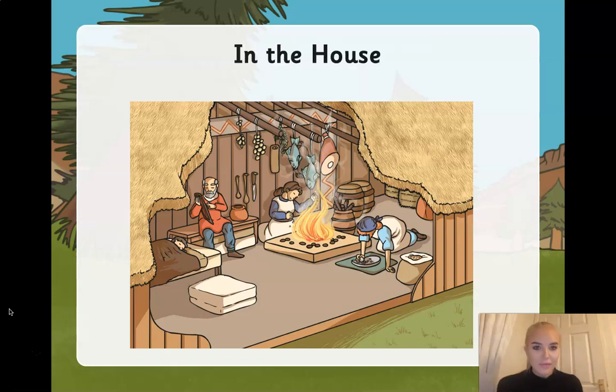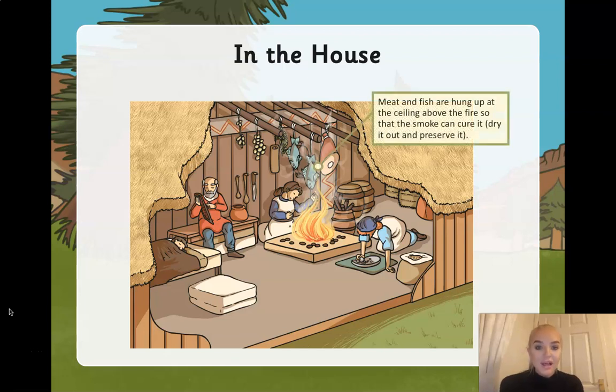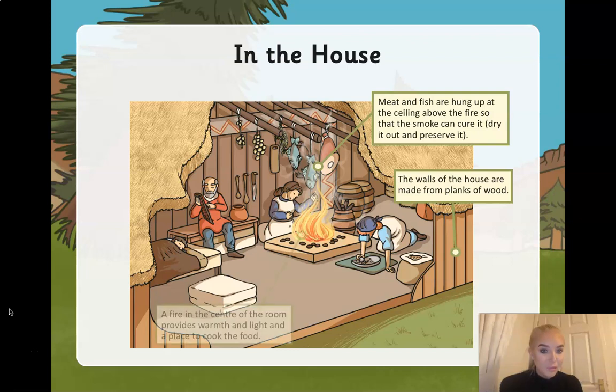Okay, did you remember what I remembered? Let's have a look. We can see that in the house we have different foods such as meat and fish which are hung up on the ceiling so that the smoke can cure it and make sure that it can be kept for a long time. The walls of the house, did you remember that they're made out of planks of wood? Did you remember the fire in the middle of the room, which not only provides the family with warmth, but also light, and allows them to cook their food there? Did you remember the large barrel holding beer to drink, keeping it nice and cool?